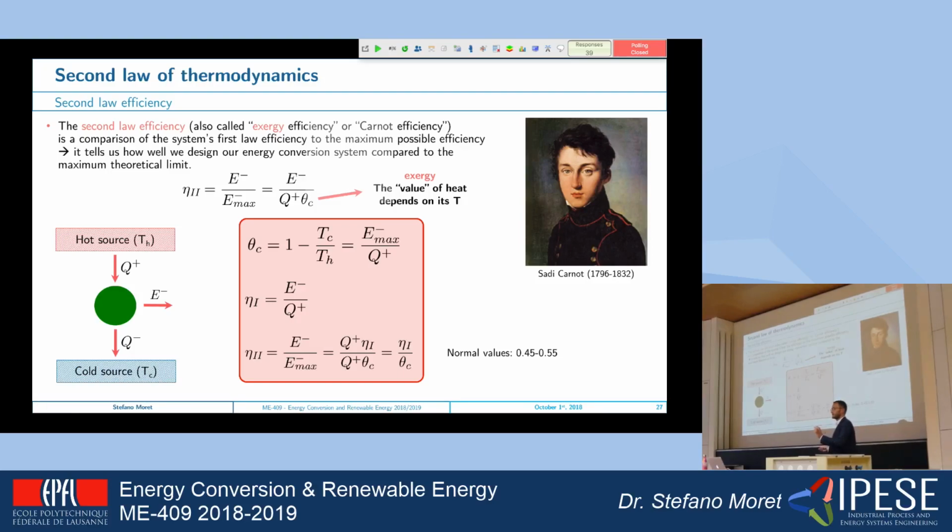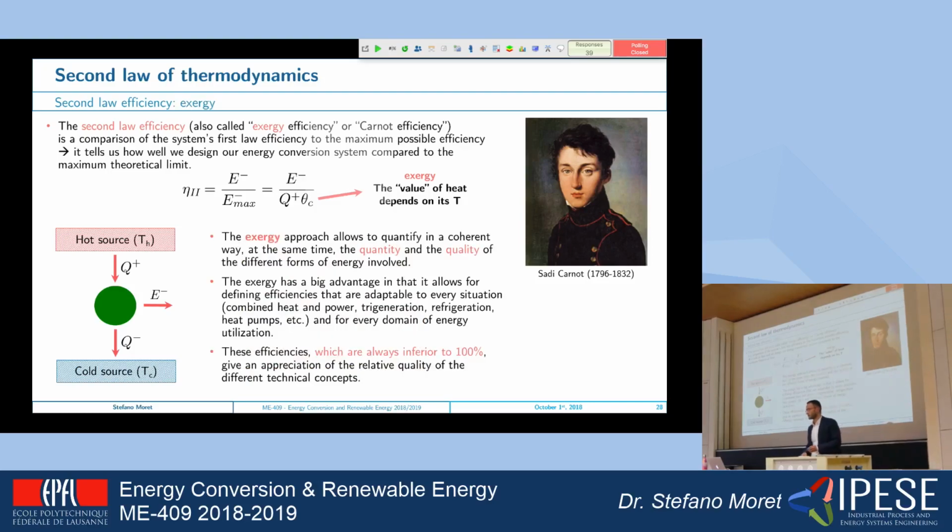So the second law efficiency tells us how well our system is designed, and normally the value of a second law efficiency, or exergy efficiency, is about 45 to 55%. If you are closer to 1, it means that as an engineer you are doing a good job, you are reducing the losses, you are reducing the friction in the system, and so on. So this is the concept of exergy.